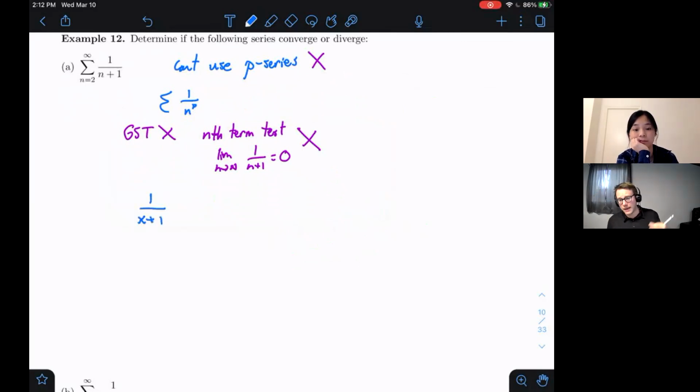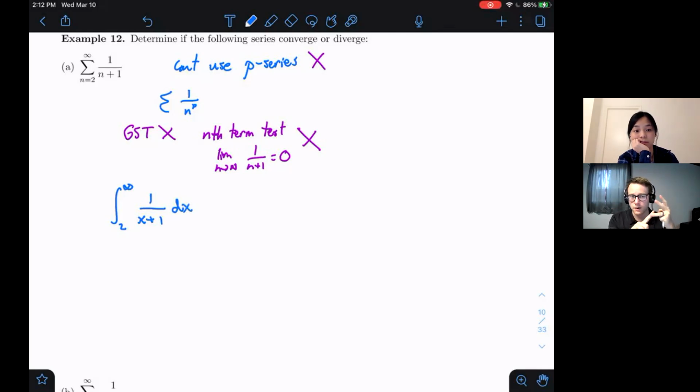And hopefully, if we can make this strong connection, then we can look at the integral from 2 to infinity of this function here. And if this converges, we'll know the original converges. And if this diverges, we'll know the original diverges. But again, we need to establish this strong connection. In general, in order for these to actually be connected, 3 things need to be true. We need that it's positive, we need that it's continuous, and we need that it's decreasing.